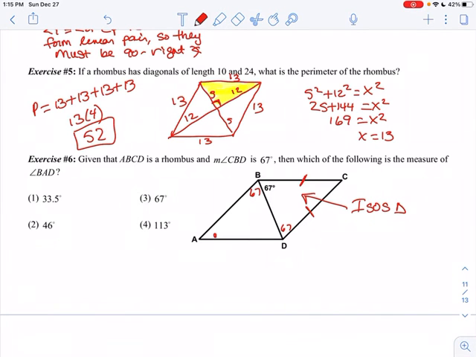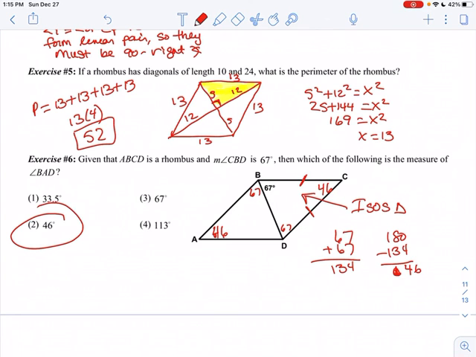That makes angle C 44. 67 and 67 is 134, and 180 minus 134 is 46. And if angle C is 46, then angle A is 46. All right, so we'll practice with those properties of rhombuses tomorrow.